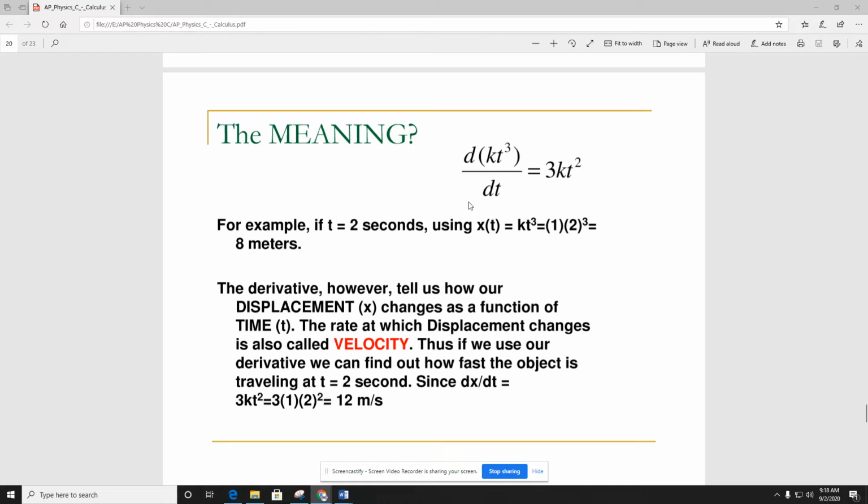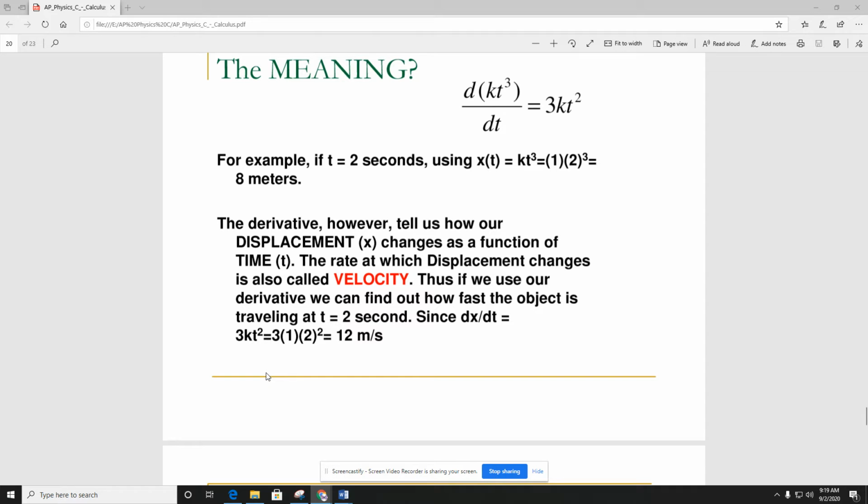So this, taking the derivative of this tells us the instantaneous whatever this is supposed to be, a position, a velocity, whatever rate of whatever this is. So for example, if they were looking for the instantaneous position at 2 seconds, okay, we would plug in our position here and it would be at 8 meters, okay? The derivative tells us how our displacement changes as a function of time though. So the rate at which displacement changes is called velocity. We already talked about that a little bit. So we can use this now to figure out how fast it's going at this time interval, okay?